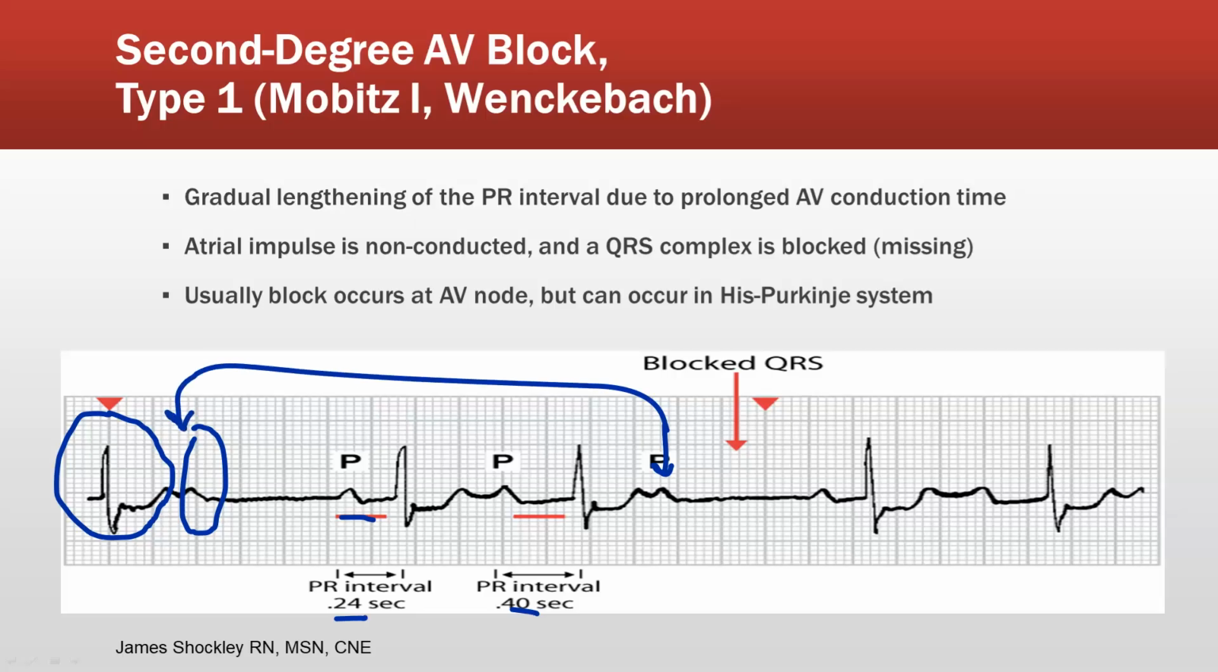So I'm fairly confident now that that was a P wave. Now I have another P wave, and I have another dropped QRS. And then you can see how the body picks up, and it starts that whole process over again. So second degree type 1.